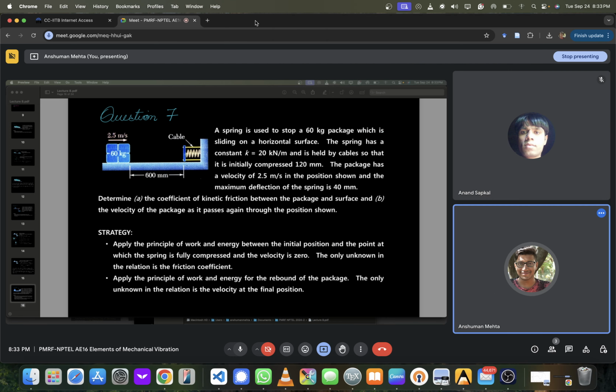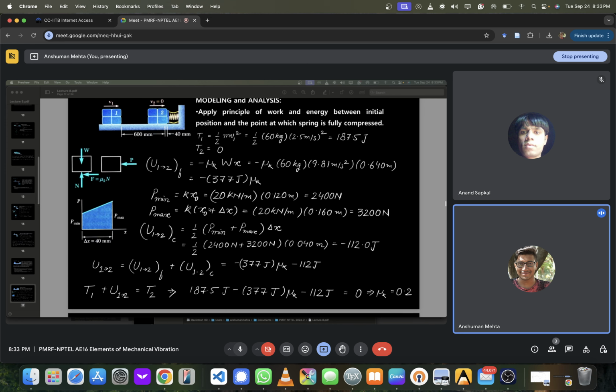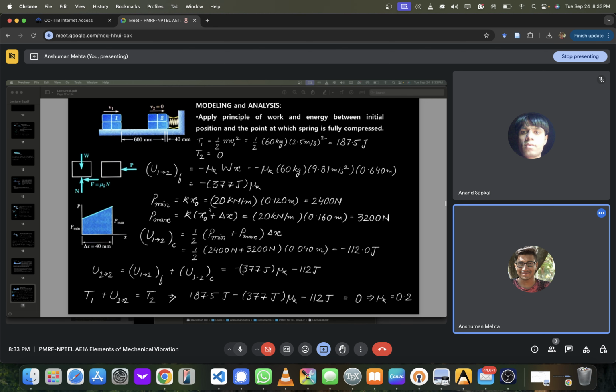Next we can apply the principle of work and energy for the rebound of this package, and the only unknown in this relationship will be the velocity at the final position. Moving to the first part.